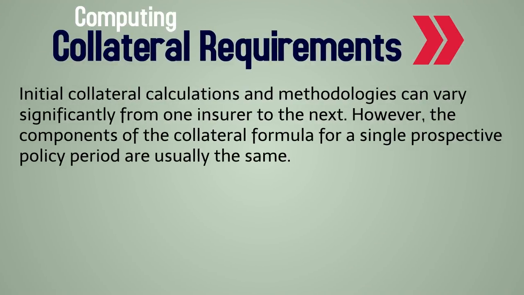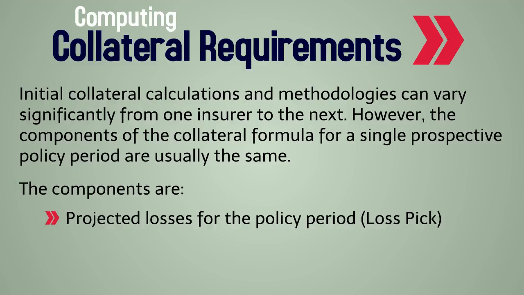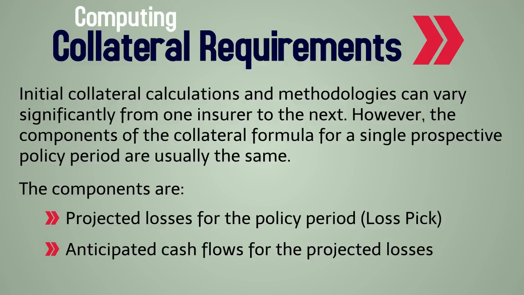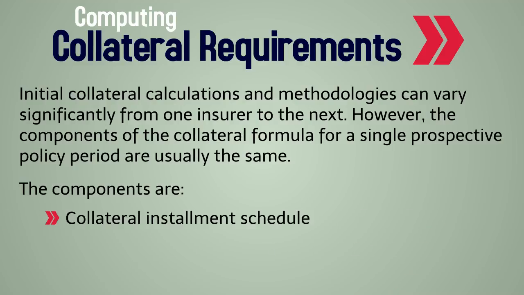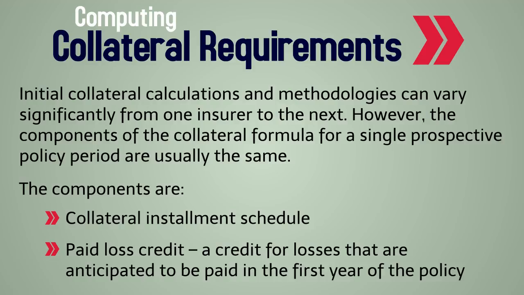Initial collateral calculations and methodologies can vary significantly from one insurer to the next. However, the components of the collateral formula for a single prospective policy period are usually the same. The components are projected losses for the policy period, which is often referred to as the loss pick, anticipated cash flows for the projected losses, collateral installment schedule, and paid loss credit, a credit for losses that are anticipated to be paid in the first year of the policy.